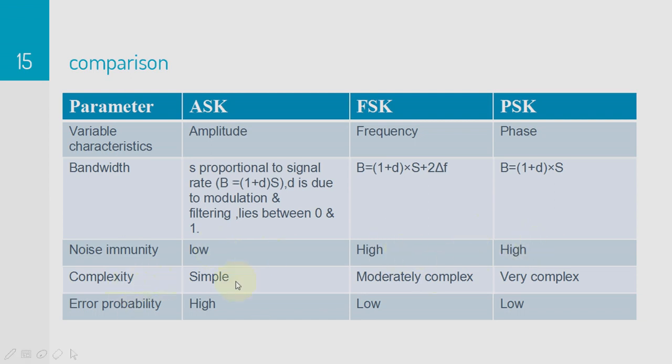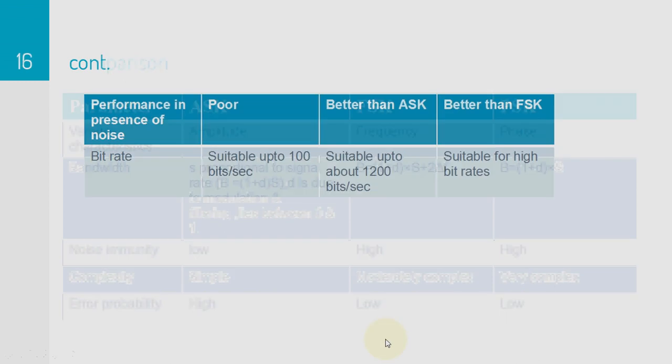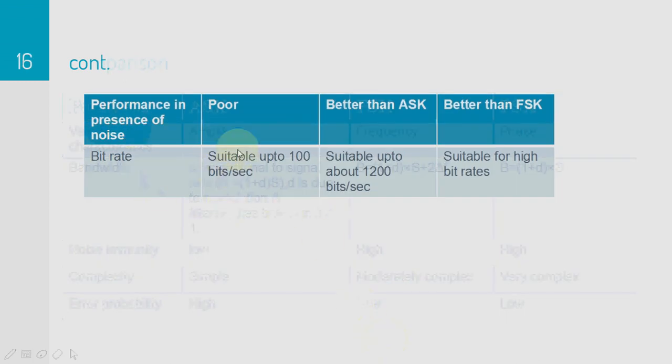So this is the detailed comparison of ASK, FSK and PSK. In ASK the amplitude is changed, in FSK the frequency is changed, in PSK the phase is changed. Bandwidth for ASK is B equals 1 plus D into S, where D is due to the modulation filtering and lies between 0 and 1. For FSK the bandwidth is 1 plus D into S plus 2 delta f, and in the case of PSK the bandwidth is 1 plus D into S.